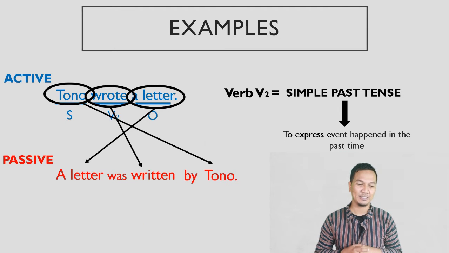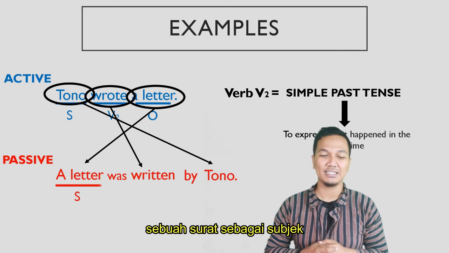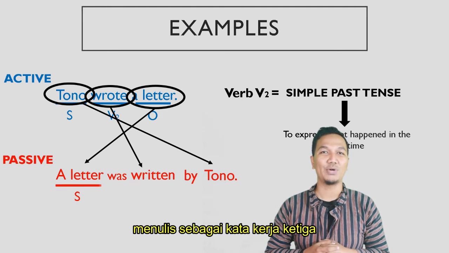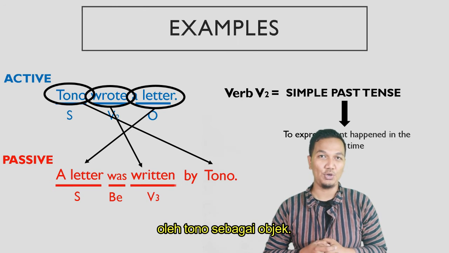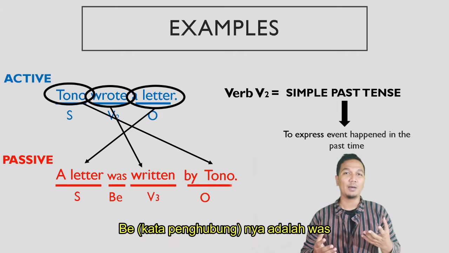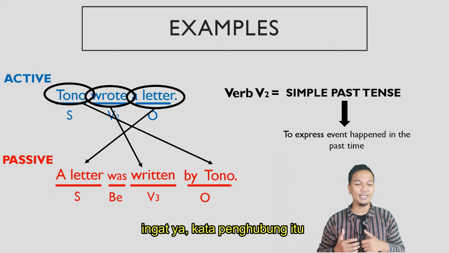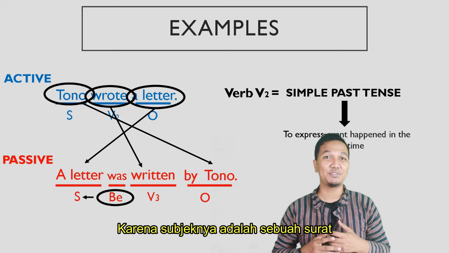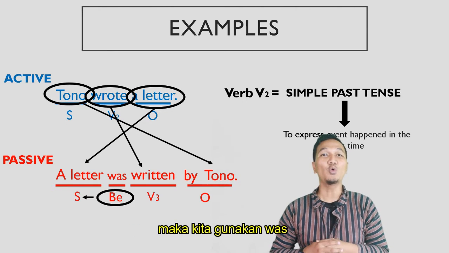Let's mark it. Here a letter is the subject, and we have was, then written as verb 3, then by Tono is an object. Be here is was. Remember, be always depends on the subject. Because the subject is a letter, it's singular, we use was.